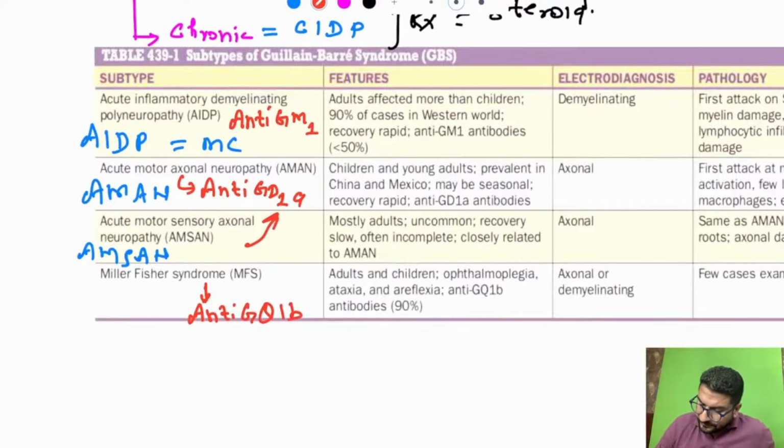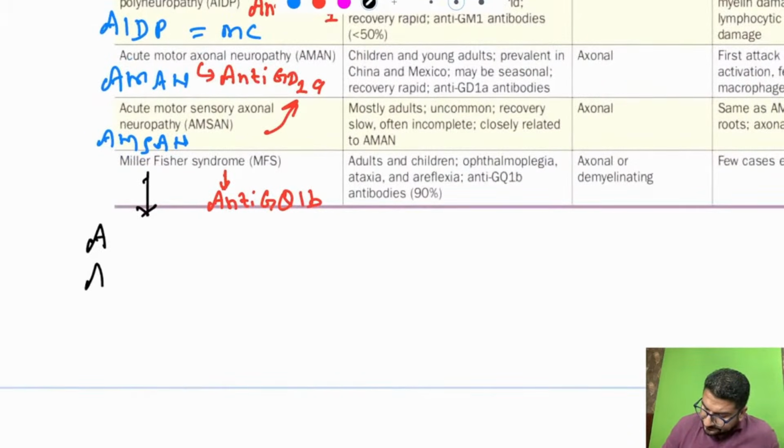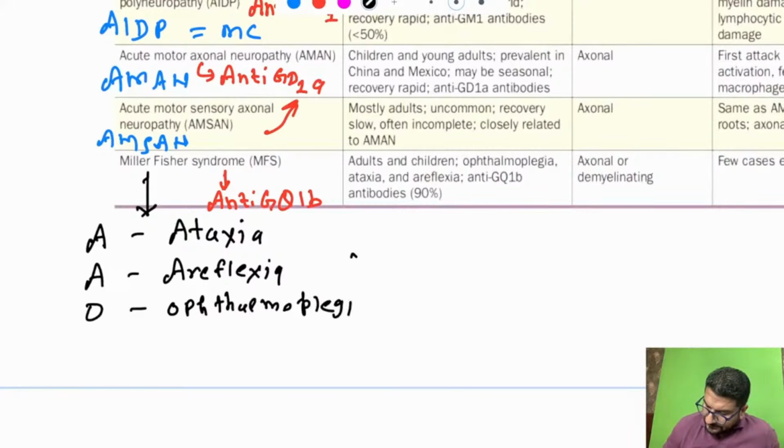anti-GQ1b. So in Miller-Fisher, understand there is a triad. This triad you can remember by the mnemonic AO. AO means patient को क्या होगा, ataxia, areflexia, ophthalmoplegia. Ataxia, areflexia, ophthalmoplegia. So this is like a triad of Miller-Fisher syndrome.